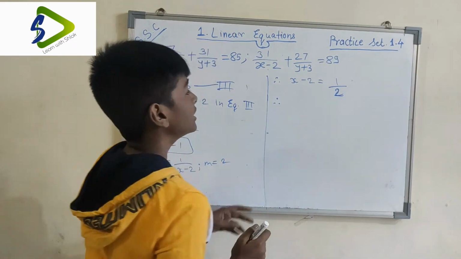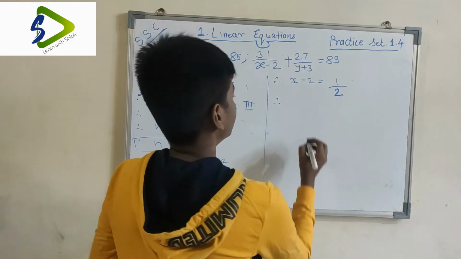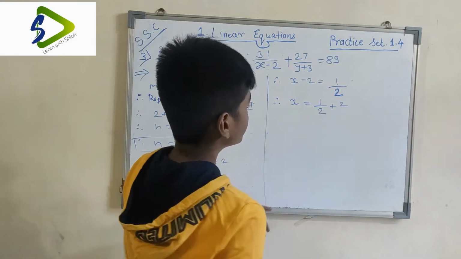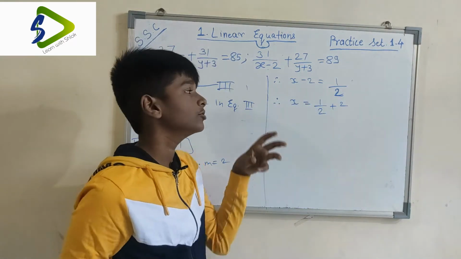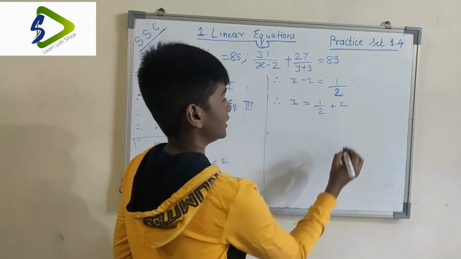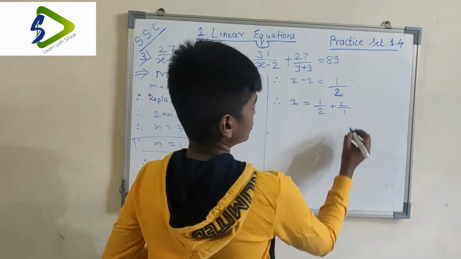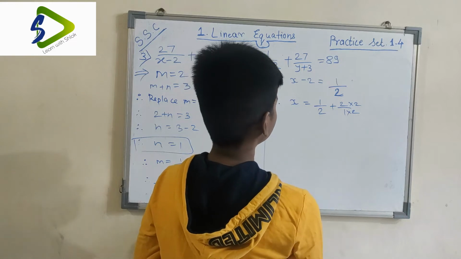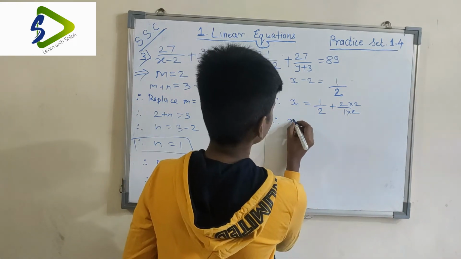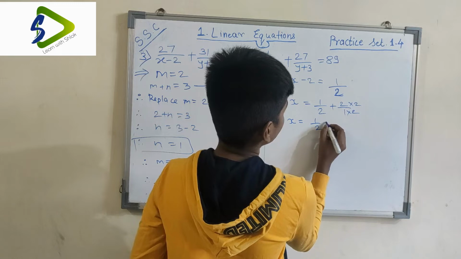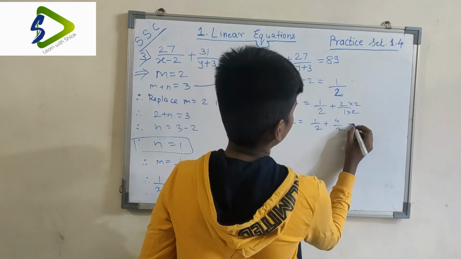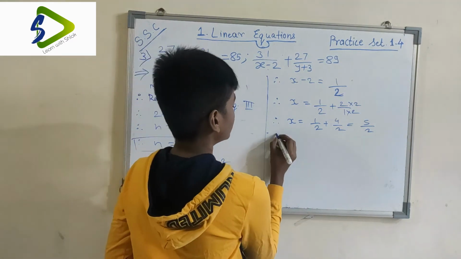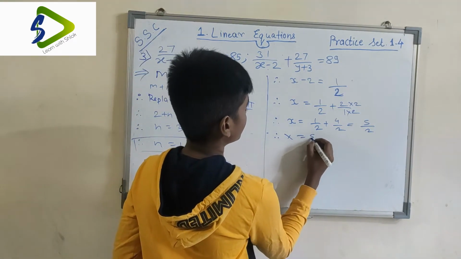And now let's take this minus 2 to the other side. So x becomes 1 by 2 plus 2. Here it had a minus sign, so when it goes to the other side it will have a plus sign, and here there is 1. So let's multiply this by 2. If you multiply this by 2, the value of x becomes x is equal to 1 by 2 plus 4 by 2, which means it is 5 by 2, and that is the value of x. So therefore the value of x is equal to 5 by 2.